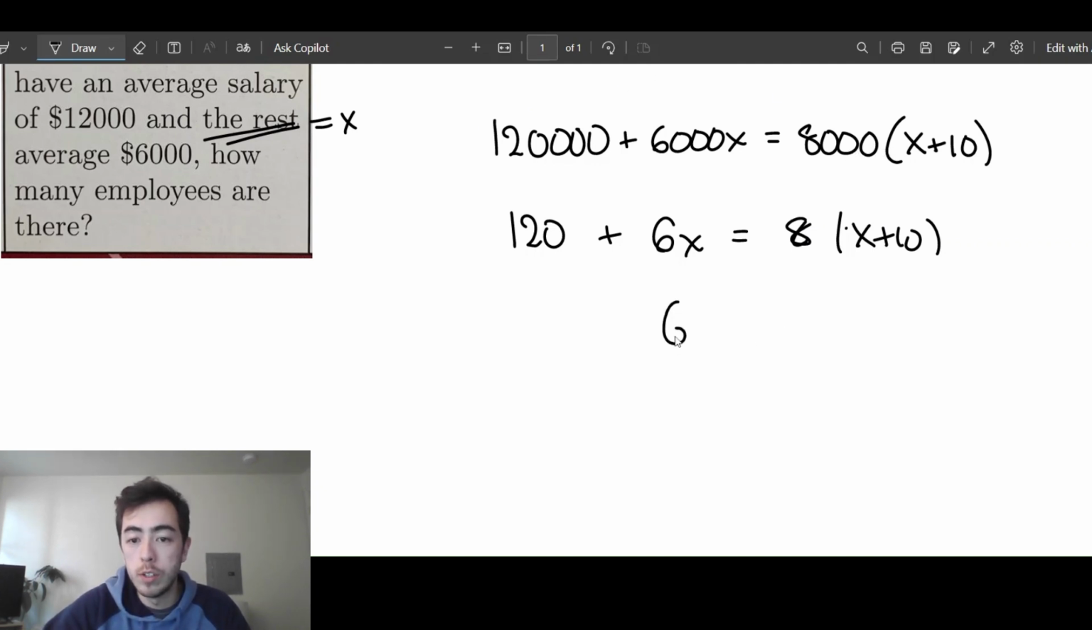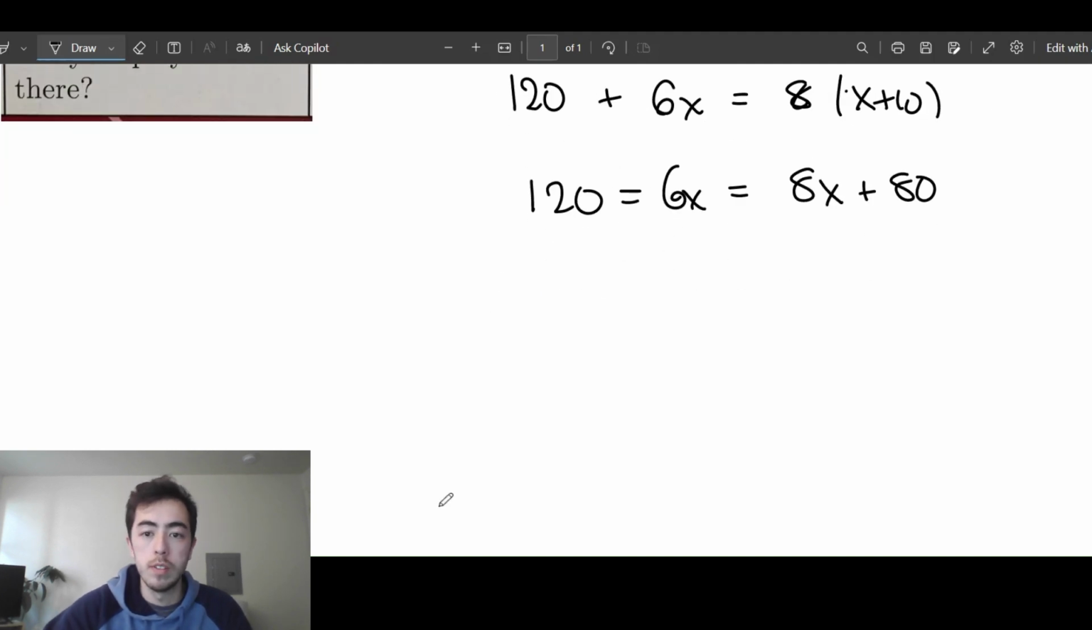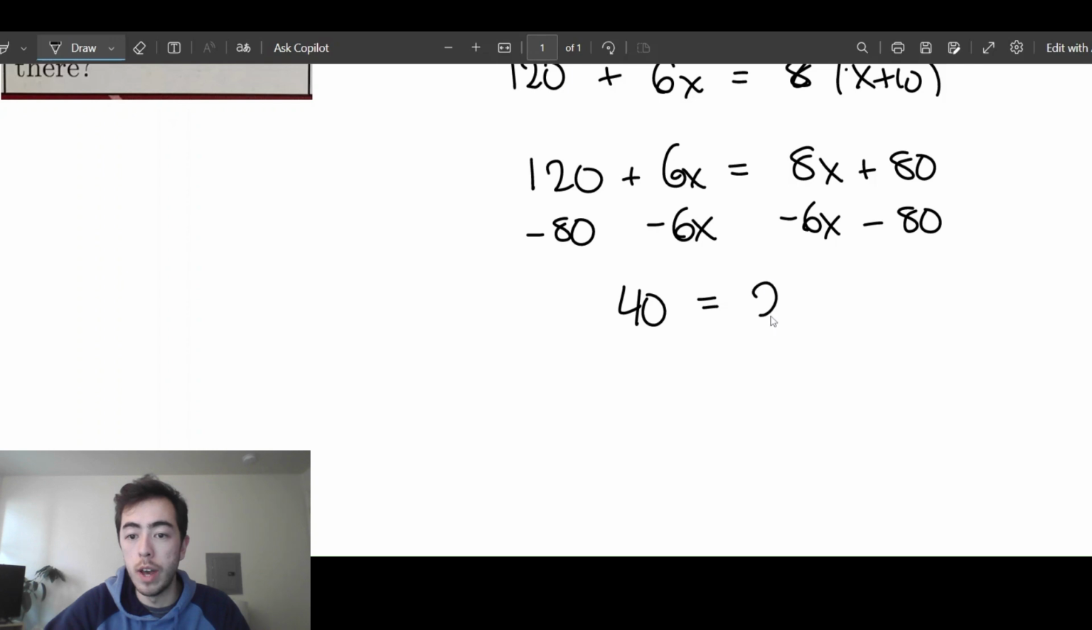How about let's distribute the right side? That's an 8x plus 80. And then now let's collect up our like terms. Oops, this is supposed to be a plus sign. I will subtract a 6x from both sides. And I feel okay subtracting an 80 from both sides as well in the same step. So on the left, I'm just left with the number 40. And on the right, I am just left with a 2x.